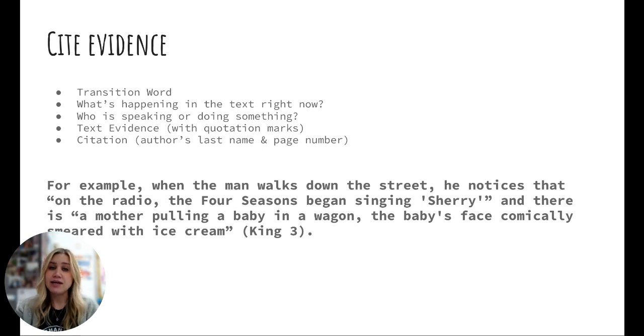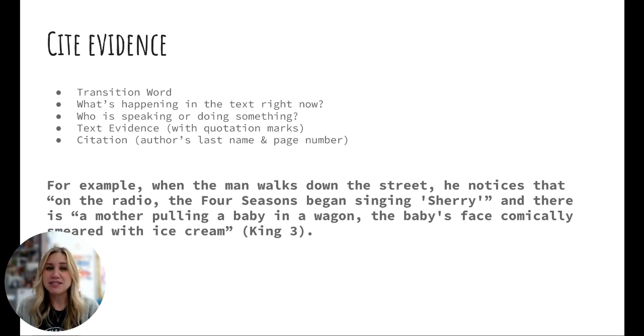Then you need to cite evidence. This is where you need to go back into the text and look for examples that, number one, show imagery. So if it's not imagery, don't use it, okay? Or if you chose similes, then you need to find evidence that's a simile. So that's number one.